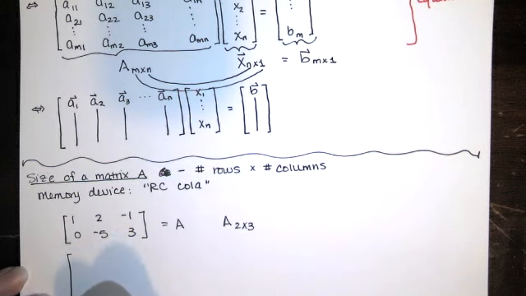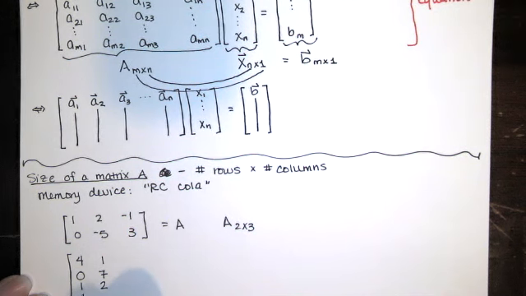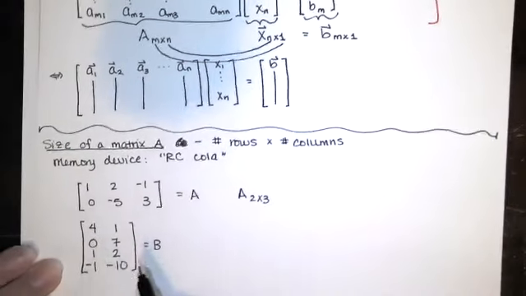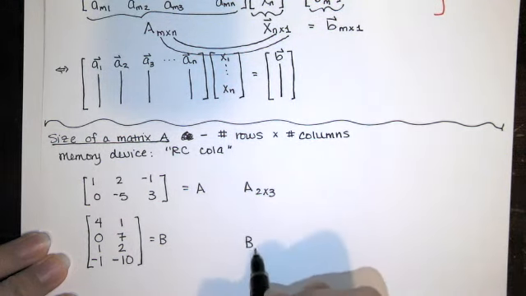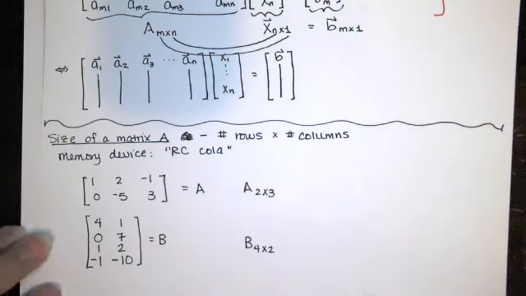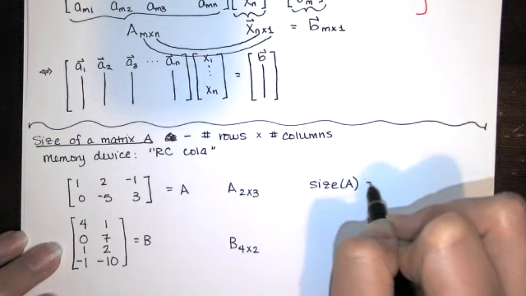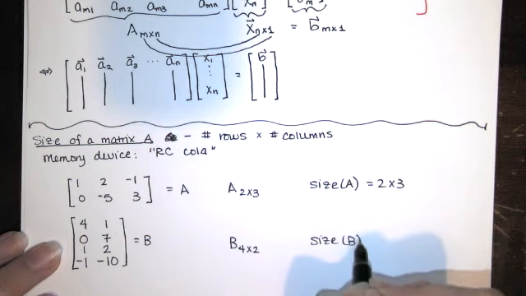Let's say this is our matrix B. We've got 1, 2, 3, 4 rows, and we have 1, 2 columns. So this is a 4 by 2 matrix. Sometimes we'll write that the size of A is 2 by 3. Sometimes we'll write that the size of B is 4 by 2.